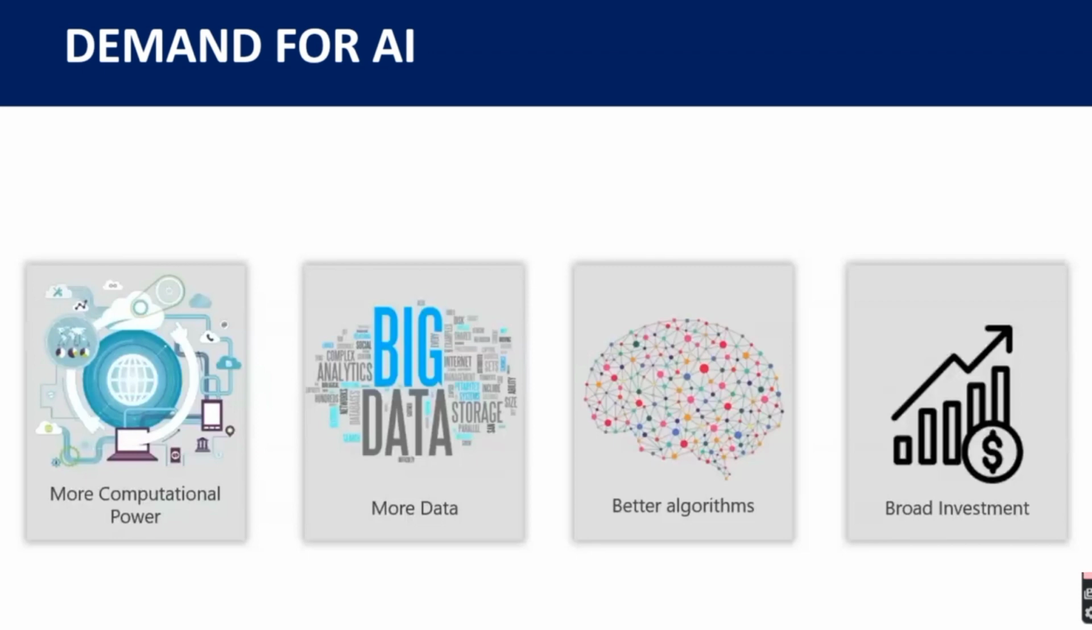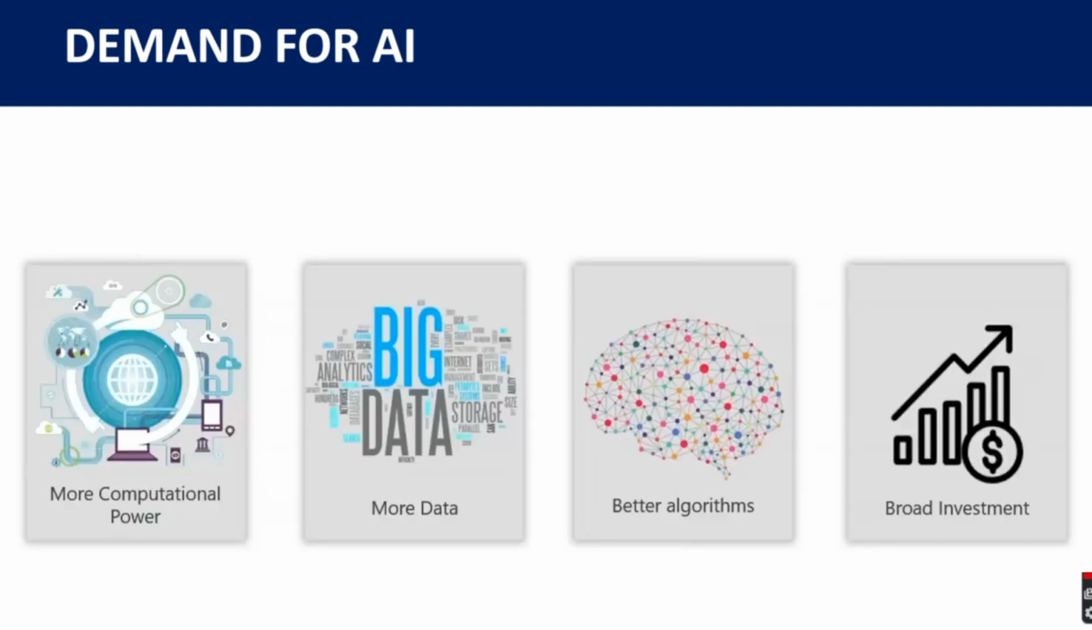The next reason is that now we have better algorithms. We have very effective algorithms which are based on the idea of neural networks. Neural networks is nothing but the concept behind deep learning. Since we have better algorithms which can do better computations and quicker computations with more accuracy, the demand for AI has increased.